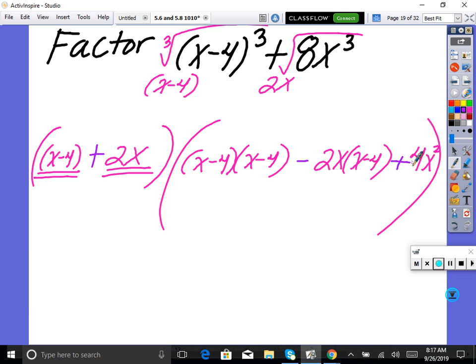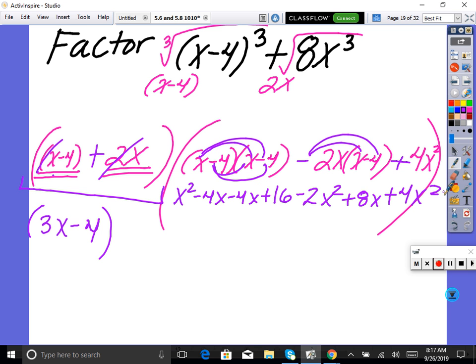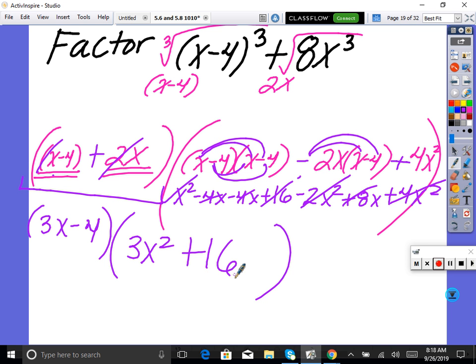Now you gotta combine like terms. So look inside here. I would get 3x minus 4, wouldn't I? Then right here we would have to distribute. X squared minus 4x plus 16. And then I would have right here minus 2x squared plus 8x. Then I have plus 4x squared. So let's combine like terms and then we'll be done. X squared minus 2x squared plus 4x squared is 3x squared. Negative 4x minus 4x plus 8x, isn't that 0? And then plus 16. And now we are done.